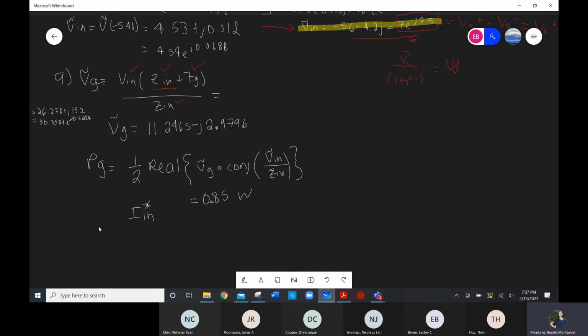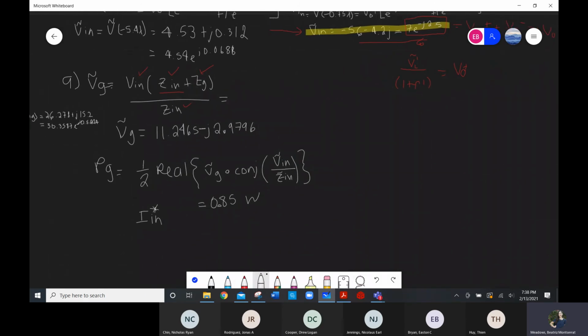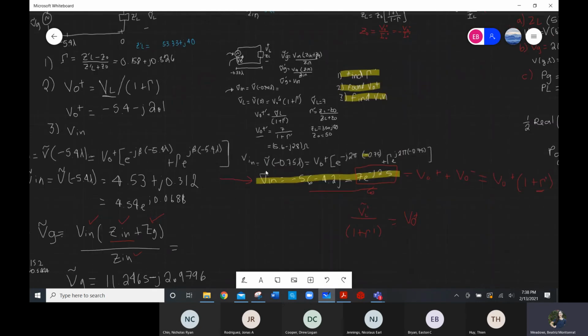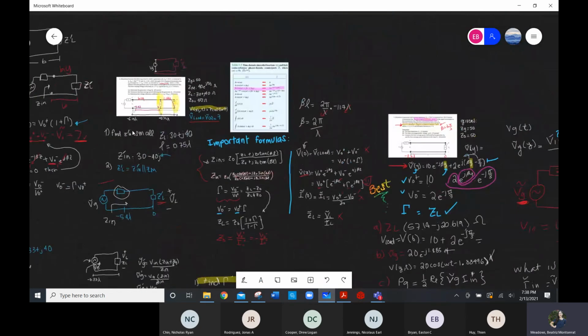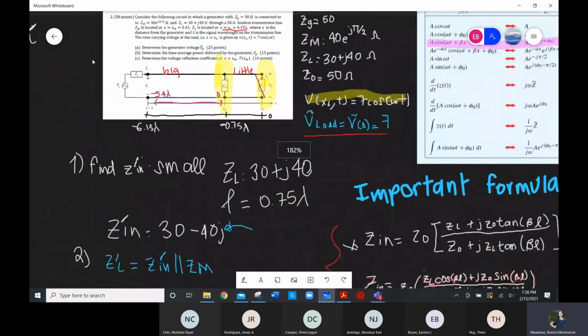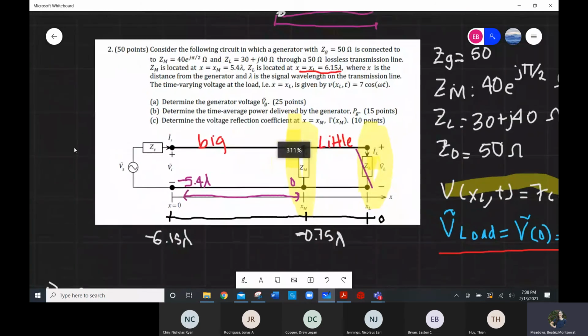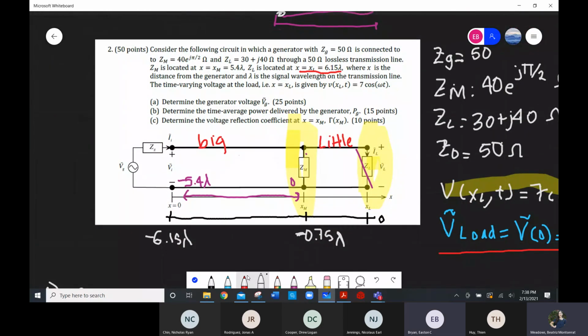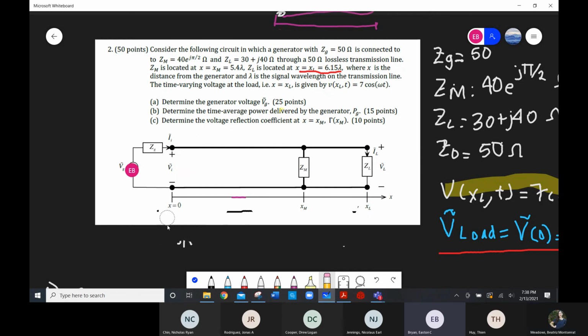And let's do part C, and Houston is going to do part C for you guys. Part C is just asking for the reflection coefficient, but it's asking for it at a certain location. It says, determine the voltage reflection coefficient at X equals XM.